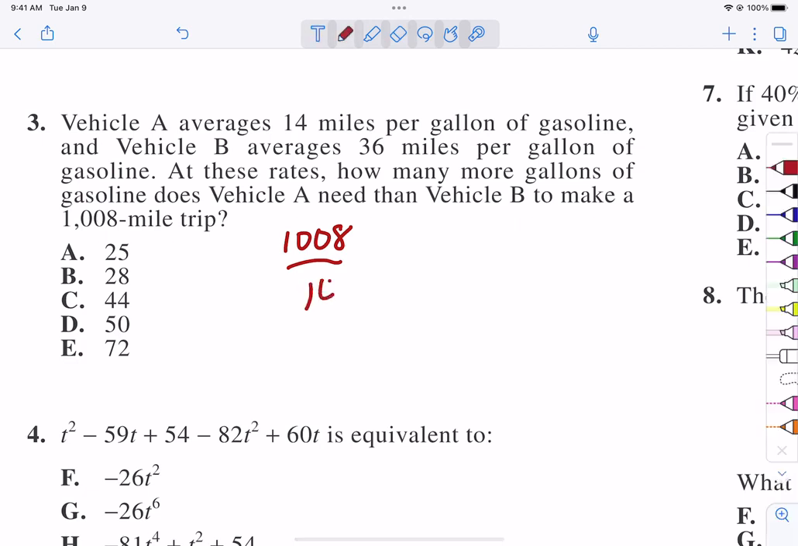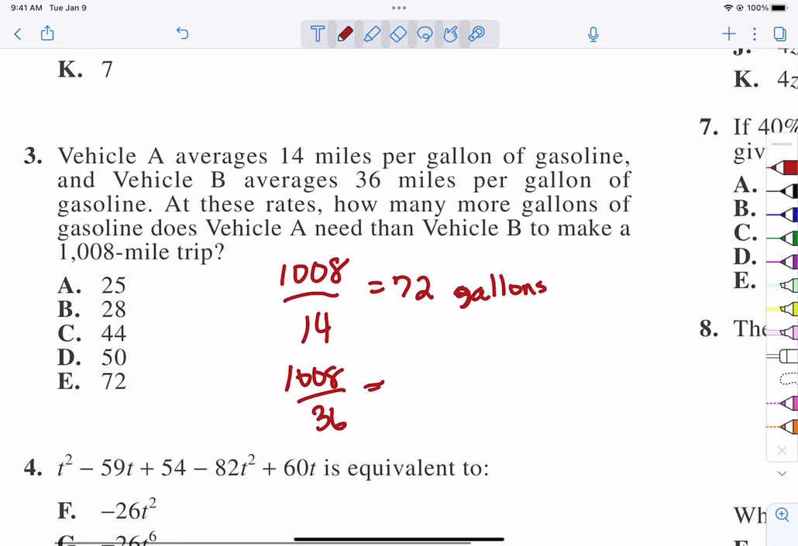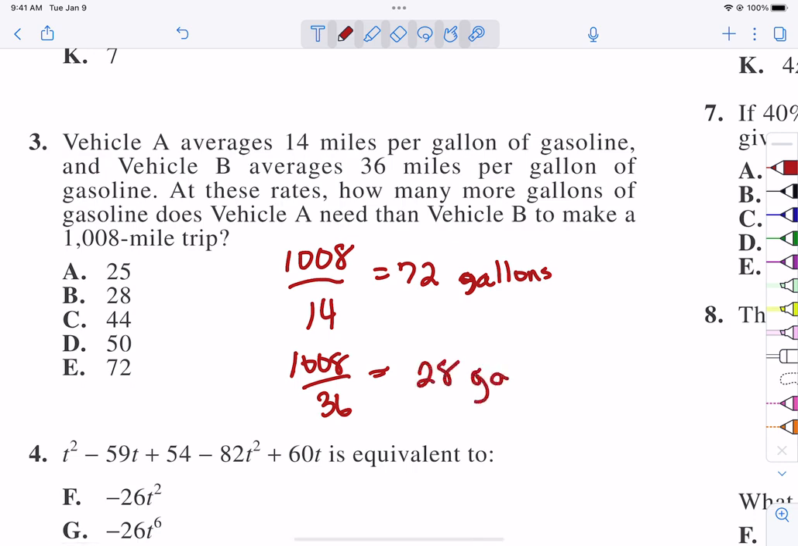So if I do car A, how many 14s are in 1008? And so you get that they need 17 gallons. And then you do the same thing, and this time divide by 36, and you get 28. And the question is how many more gallons of gas does vehicle A need to use compared to vehicle B? At this point, you're just going to subtract the two, and your answer is 44 gallons.